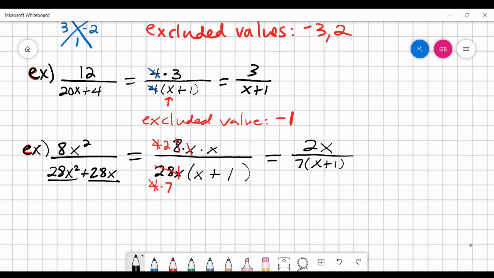And now for the excluded values, okay, what makes this 0? Negative 1, and there's also another one. 28 times what number? So I'm talking about here. I know I crossed it out, so it looks a little messy, but 28 times what number gives you 0? 0. So 0 and negative 1 are the excluded values for this rational expression.